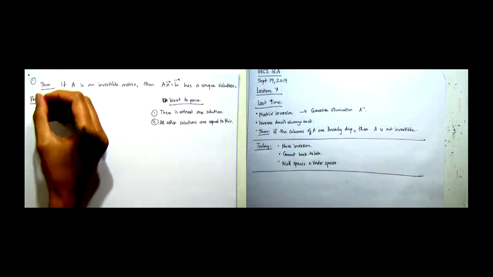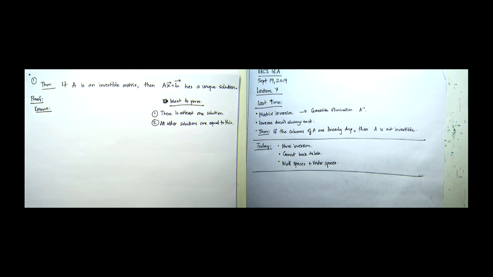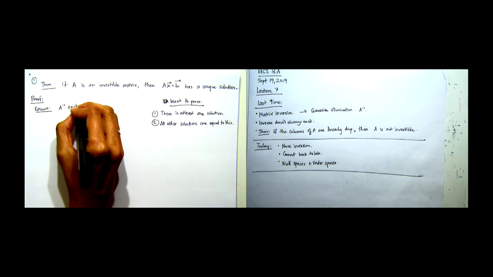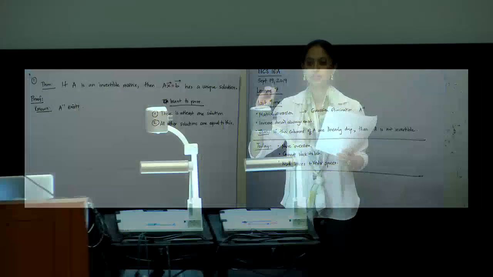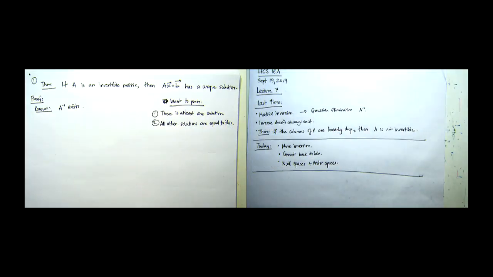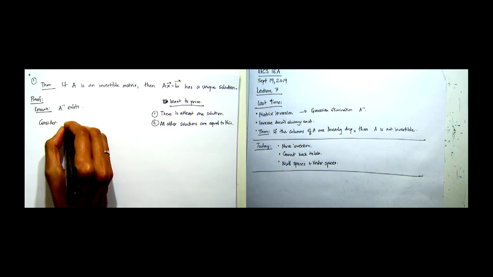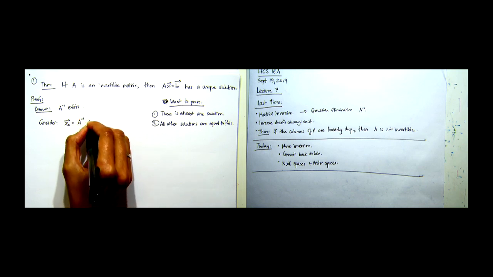I should write out, what do I know? What is known to me? I know that A inverse exists. Right? That is what is given to me. And I want to use this now to complete my guess and check strategy. Because first I have to show that there's at least one solution. So I'm going to say consider x naught equal to A inverse B.